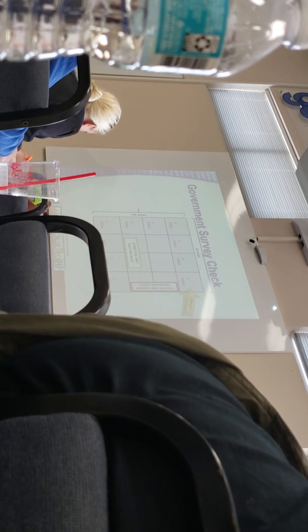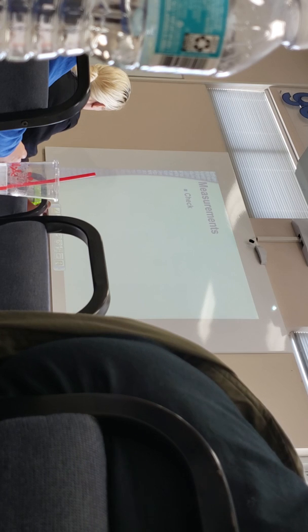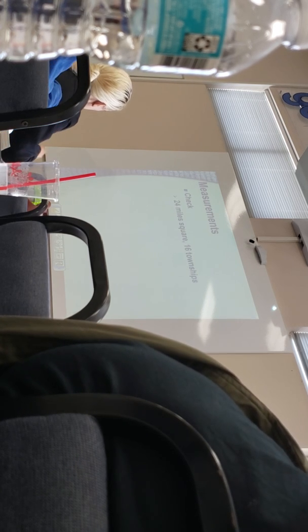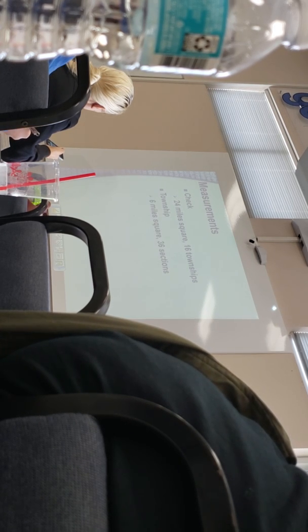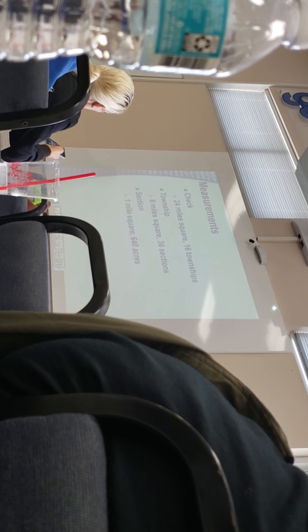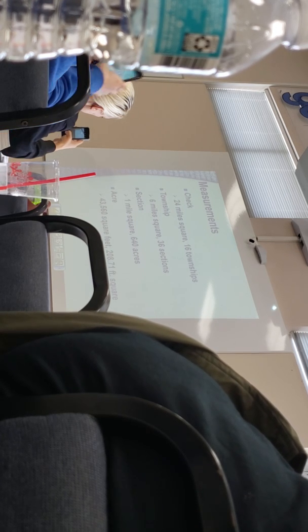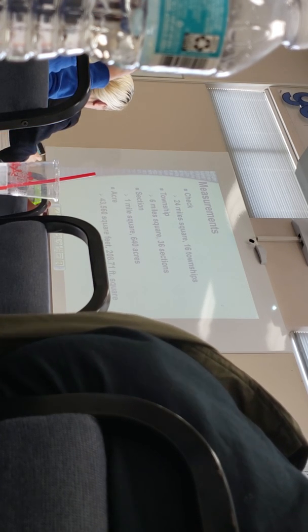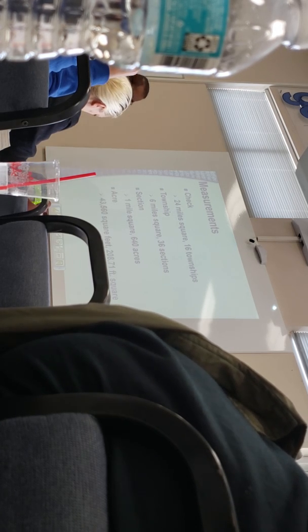Did that? Check. You need to know these measurements. I'll check one more time. It's 24 miles square that has 16 townships. A township is 6 miles square that has 36 sections. A section is 1 mile square that has 640 acres. And know the measurement of an acre is 208.71 feet square, or 43,560 square feet.